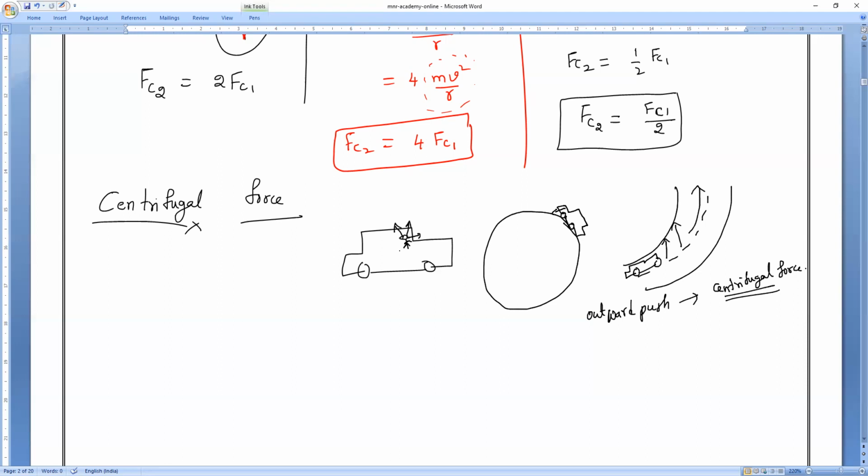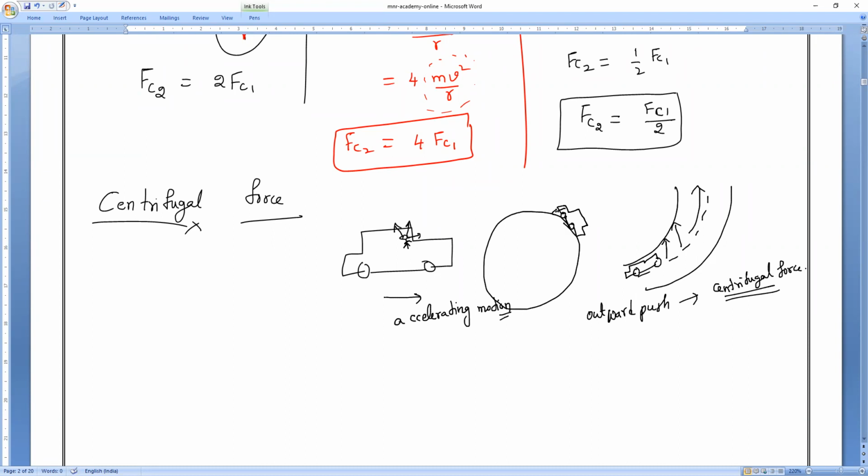Now, the person who is sitting inside the car, you can see, is not actually physically pushed by any external force. There is nobody who is pushing him from the inside to fall into the outside. But they experience this force because of one reason. Imagine, because they are in what position? The car is in what motion? The car is in accelerating motion.